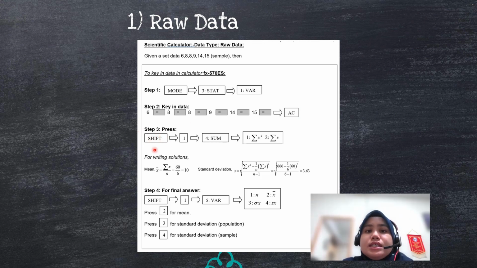Step number 3, just press Shift 1 and number 4 for Sum, and you can get the individual values here: Σx² and Σx. The one you will need for your standard deviation, and the other here we need for your mean and also for your standard deviation. Next, for step 4, for the final answer, you can check and also get your final values. Press Shift 1, number 5, and you can get all these values there, which is number 2 for mean, number 3 for standard deviation population, number 4 standard deviation for sample.